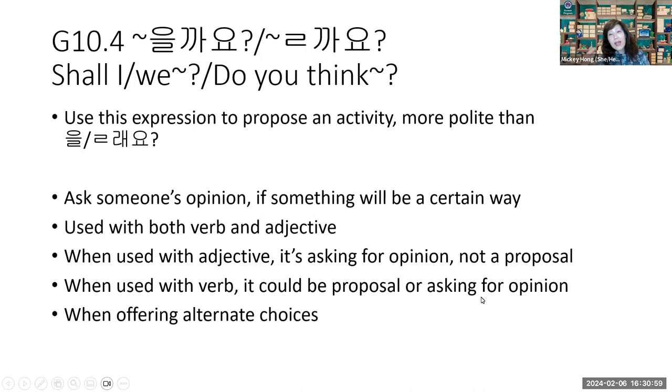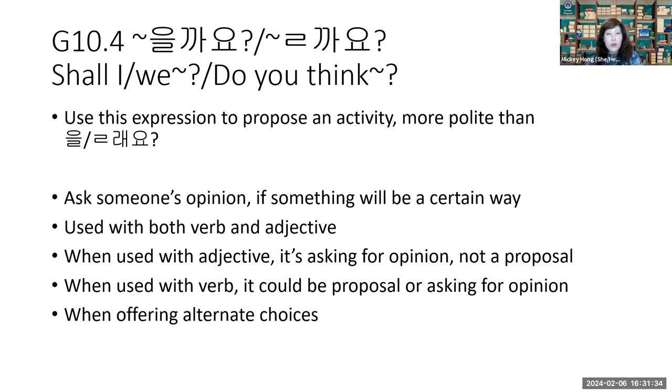And we already learned ㄹ래요 to give a casual proposal, to ask do you want to do this or that, or shall we do this or that? 을까요 is much more polite than that. It is more considerate. Asking, shall we do this? Shall we do that? It's used with both verbs and adjectives, and it's not only asking shall we do this or that, but you're asking for somebody's opinion. Often when it's used with a verb, it's like, shall we do this or that? But it could also be, do you think somebody is going to do this or that?